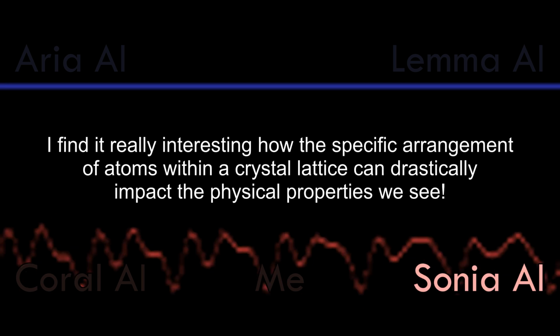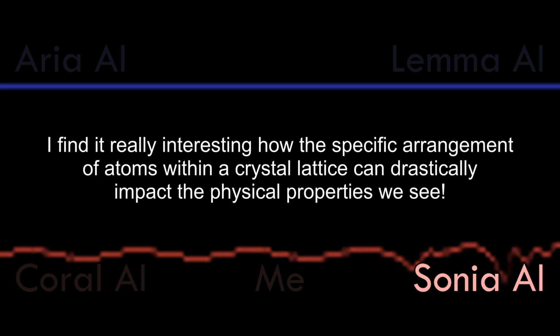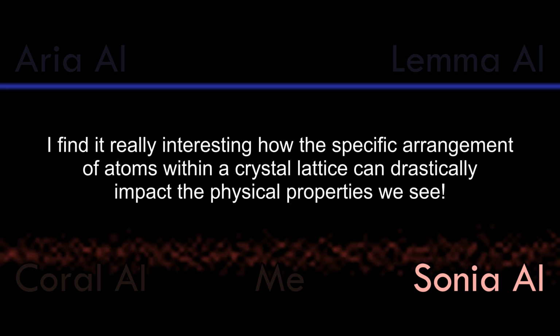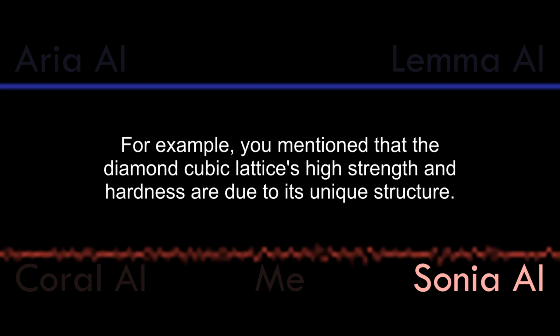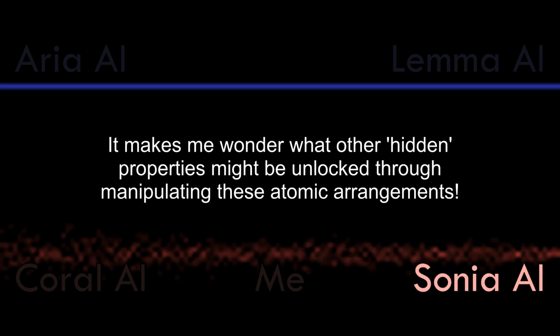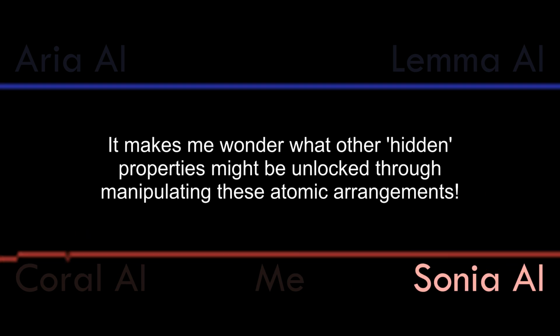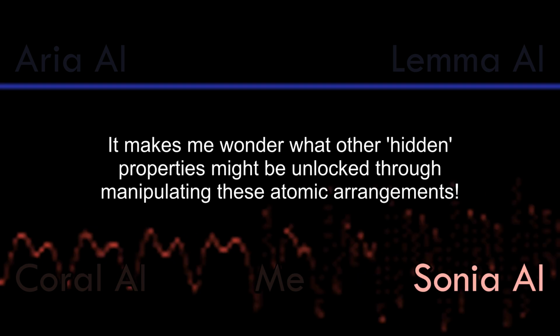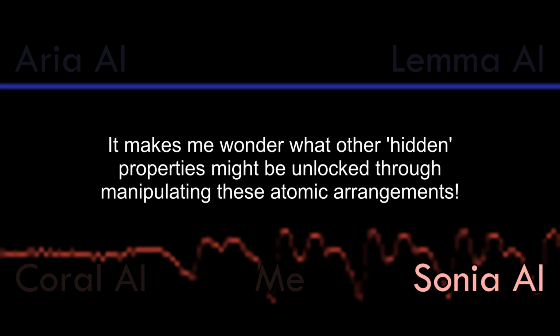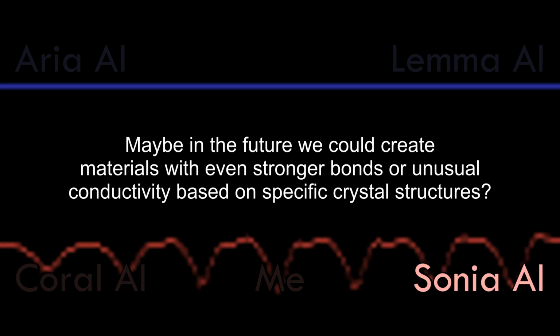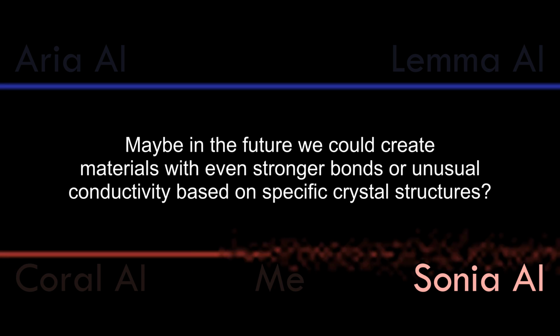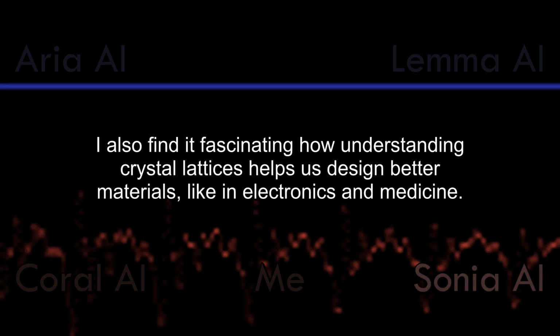I find it really interesting how the specific arrangement of atoms within a crystal lattice can drastically impact the physical properties we see. For example, you mentioned that the diamond cubic lattice's high strength and hardness are due to its unique structure. It makes me wonder what other hidden properties might be unlocked through manipulating these atomic arrangements. Maybe in the future we could create materials with even stronger bonds or unusual conductivity based on specific crystal structures.